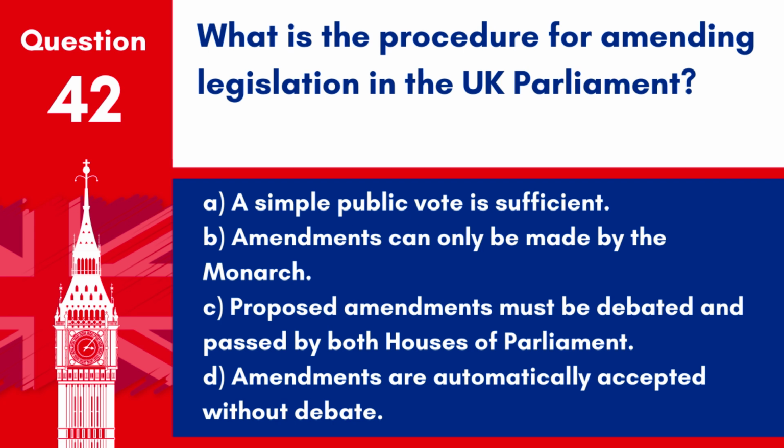Question 42. What is the procedure for amending legislation in the UK Parliament? A. A simple public vote is sufficient. B. Amendments can only be made by the monarch. C. Proposed amendments must be debated and passed by both Houses of Parliament. D. Amendments are automatically accepted without debate.